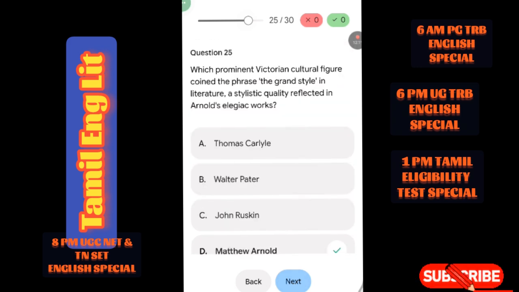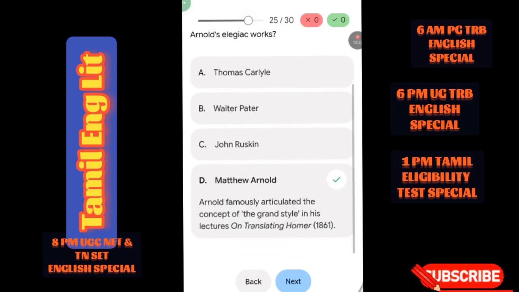Next question is, which prominent Victorian cultural figure coined the phrase "the grand style" in literature, a stylistic quality reflected in Arnold's elegiac works? Matthew Arnold. Arnold famously articulated the concept of the grand style in his lectures on translating Homer, 1861.